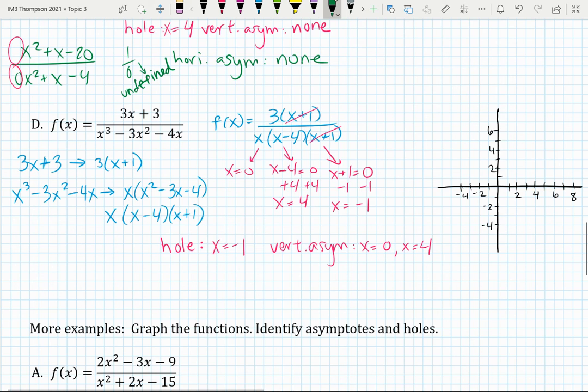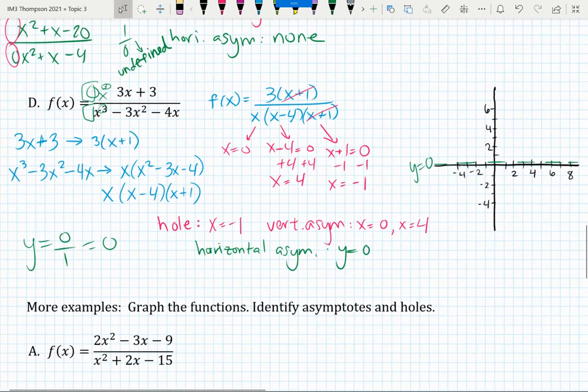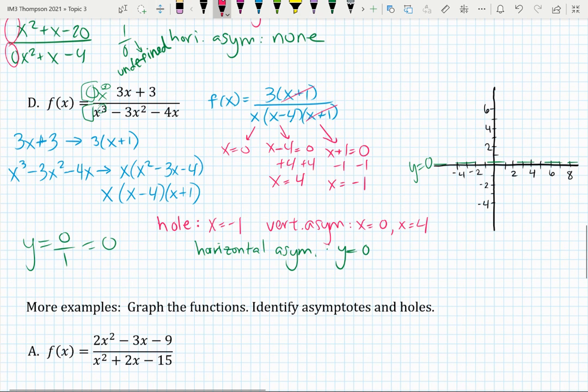I don't have matching terms, right? My term with my largest exponent is cubed, right? I don't have that up here. It's missing. So now I'm going to take these coefficients, 0 divided by 1. So I get y is equal to 0 divided by 1, which is just 0. So the horizontal asymptote y equals 0, a vertical asymptote at x equals 0, and a vertical asymptote at x equals 4.